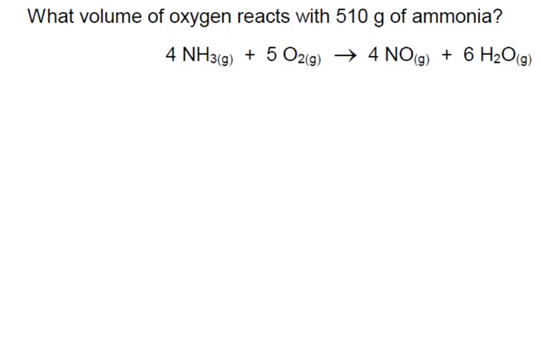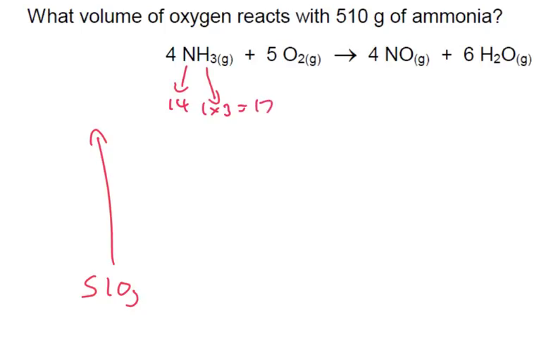What volume of oxygen reacts with 510 grams of ammonia? So we've got 510 grams of ammonia. We want to know how many moles have we got. Well, nitrogen is 14, and we've got 3 hydrogens, which is 1 times by 3. So the total molar mass of ammonia is 17. So 510 divided by 17, that's going to tell us how many moles we've got. We've got 30 moles.